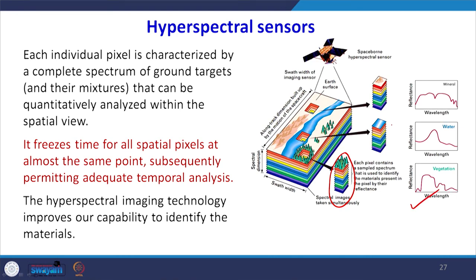If I draw the spectrum of another pixel, maybe it's a water pixel, I get another spectral reflectance curve. If I take another one for mineral content, I'll get a spectral curve like this. So I am now using the spectral characteristics of these three objects, which are mineral, water and vegetation cover, and giving that as input to the data for making the classification. Hyperspectral imaging technology is improving our capability to carry out very detailed classification. Suppose I have to identify different types of minerals present in the area, different geological characteristics, that we can identify with the help of the hyperspectral images.